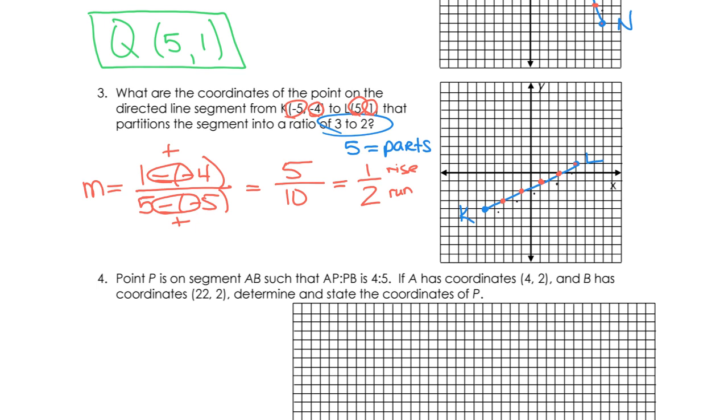All right, so now we're looking for which one they want. They want to come from K. So K is my start, and they want me to go 3 equal parts. So 1, 2, 3 equal parts puts me right here, leaving 2 equal parts to the finish at L. All right, and so this is the coordinate that they want, and that coordinate is, let's say, 1, negative 1. And that is the point on the directed line segment that comes from K, goes to L, and divides it into a 3 to 2 ratio. All right, let's take a look at the next one.